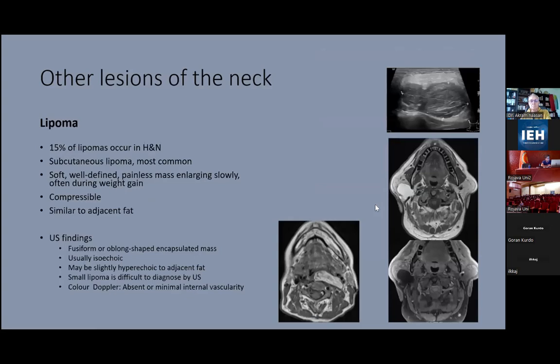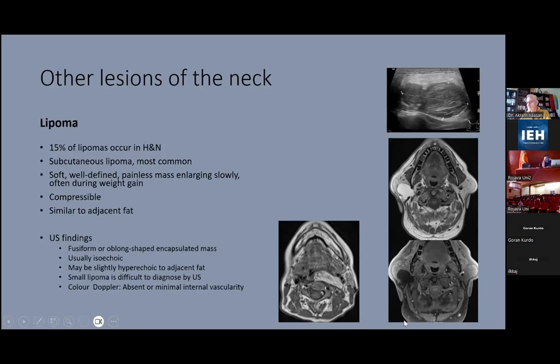Then we come to lipoma. Fifteen percent of the lipomas of the body occur in the head and neck region. They are mostly subcutaneous lipomas. They are well-defined, painless masses, enlarge slowly, and are compressible. They are similar to the adjacent fat. In the ultrasound, you see a fusiform or oblong-shaped encapsulated mass. This is the subcutaneous fat. This is the parotid gland, and this is the lipoma, the lighter color. And in the MRI, you see it is behind the parotid gland. There's a characteristic in the MRI: when you put the fat saturation on, it behaves like fat and loses its signal.